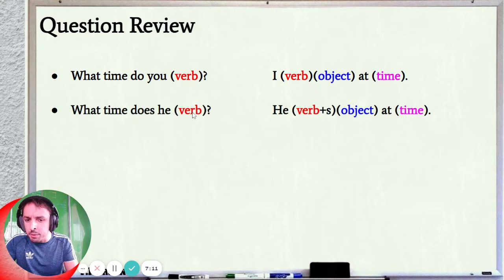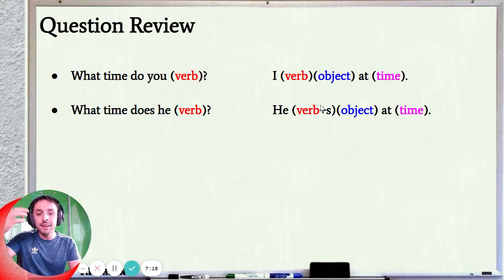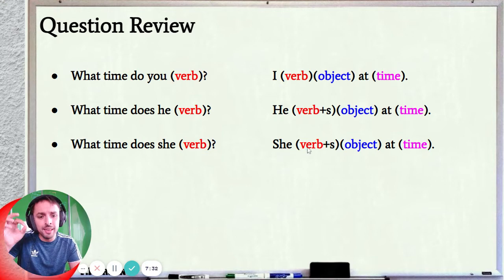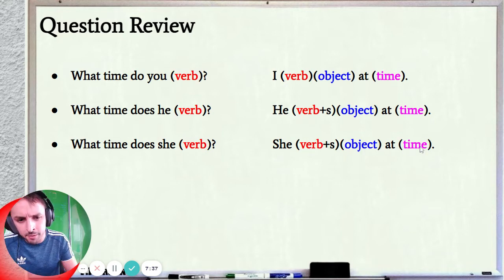Okay, what time does she eat breakfast? What time does he eat breakfast? He eats breakfast at what time? 7 o'clock? And then the last one. What time does she get up? She gets up at what time?